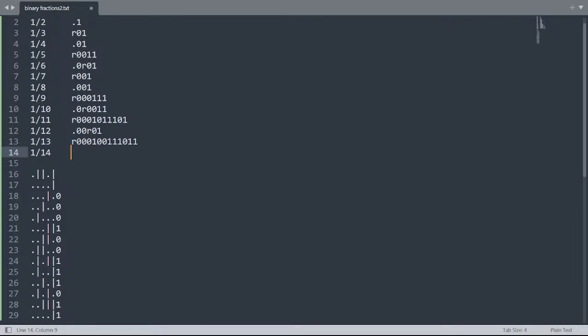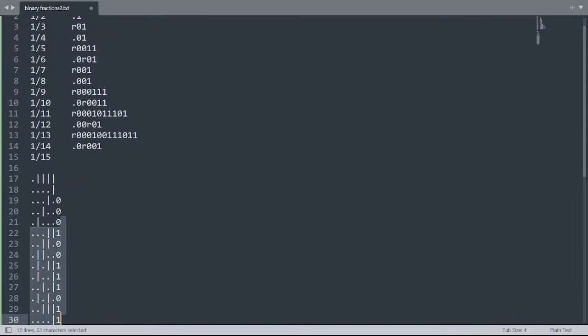So 1/14th, that is half of 1/7, so that is 0.0 rep 001. 1/15th. Oh, we have to calculate that. So we're off to the races again, whatever that means. So yeah, we go here. This is a rollover. And then there's no way it's that short.